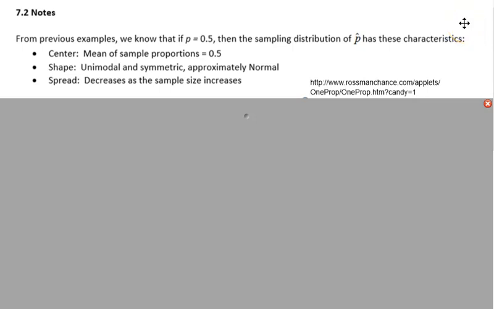Based on our previous activity in StatCrunch, we saw that if p was 0.5, the sampling distribution of p hat had these three characteristics. The mean of the sample proportions was 0.5, the population proportion. It was unimodal and symmetric, approximately normal in shape, and we noticed also that the spread would decrease as the sample size increased. But what happens if the mean is not at 0.5?